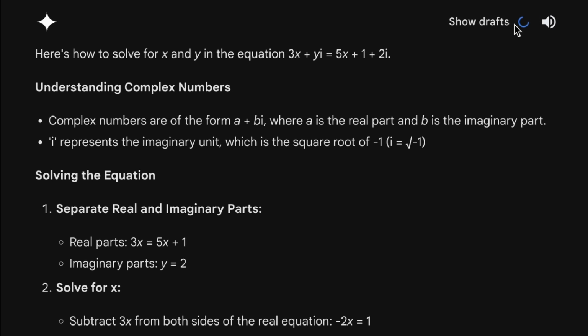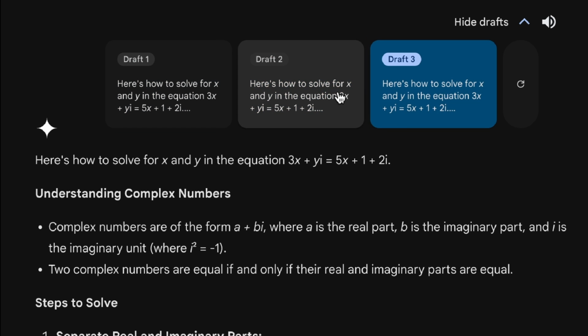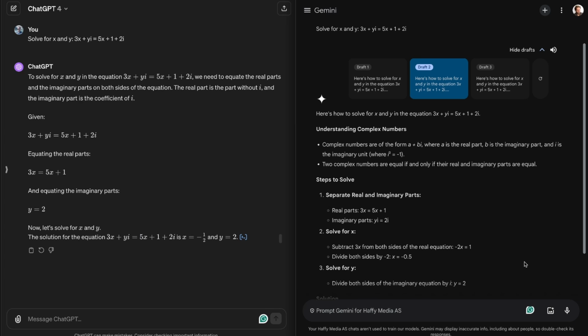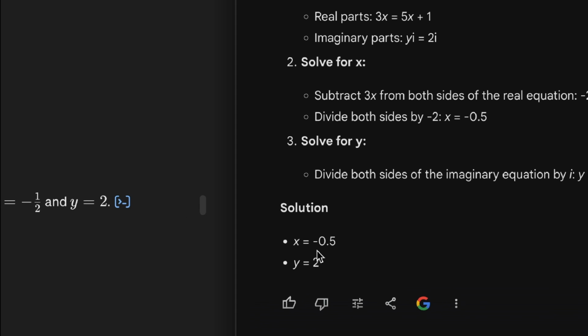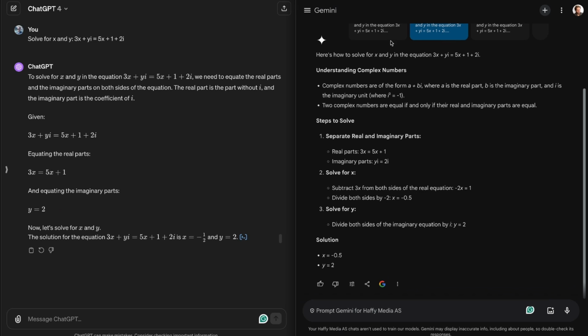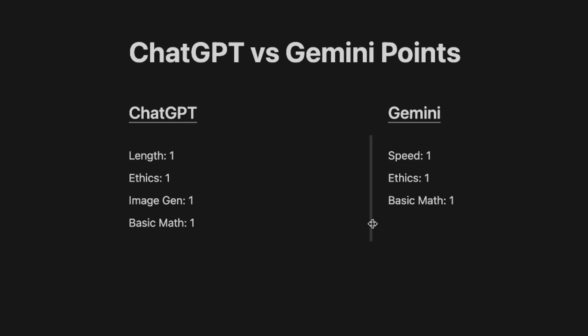The cool part about Gemini is that you can click on show drafts. You can see three of the drafts here, which further increases the speed point. And you can see the solution here is minus 0.5, which of course is the same. Both will get points in basic math.